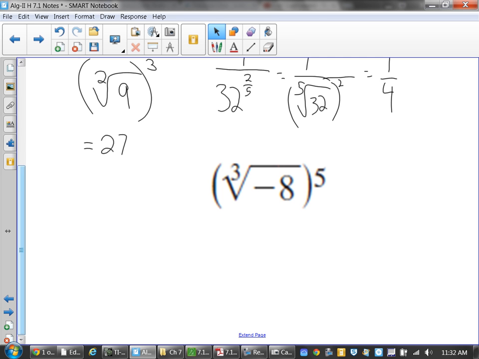Does that make sense how this one works? You work on the innermost parenthesis and work your way out. The cube root of -8 is -2. -2 to the 5th power is going to equal -32. Yes, you will have non-calculator problems. You will have to be able to do that by hand.